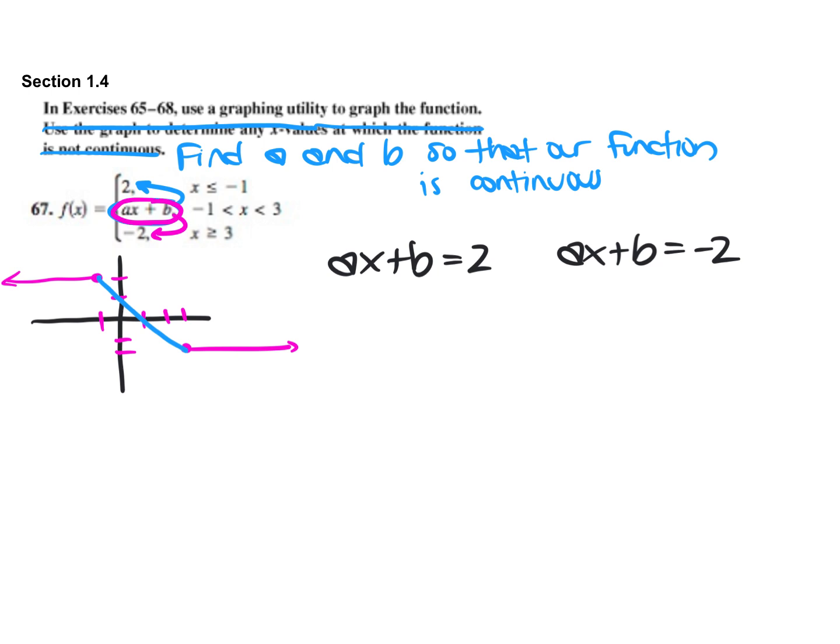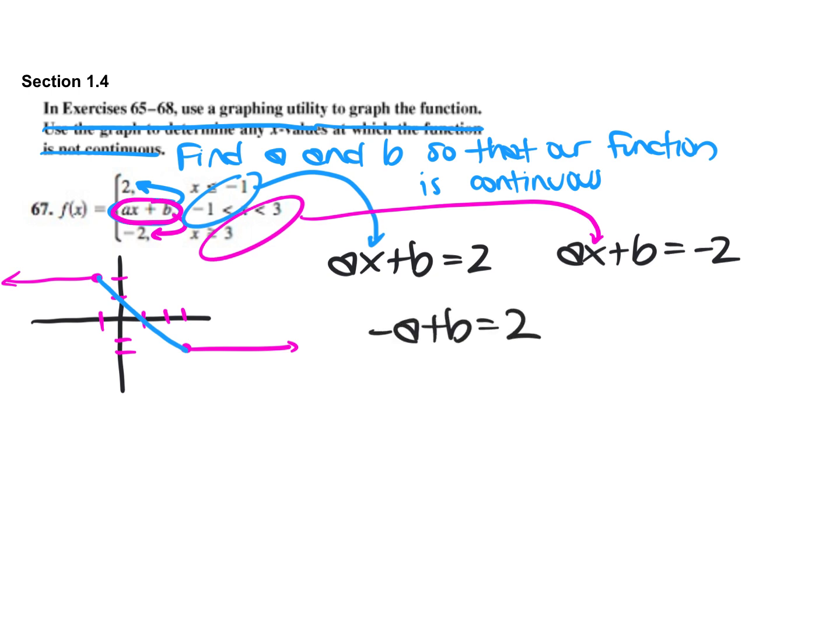But we also have a little bit more information than that. They need to be equal to each other at a very specific point. Where does AX plus B need to equal 2? Specifically at -1, right? So what can I do with -1? I can plug it in for X. And AX plus B also needs to equal -2 at a very specific X point. What is that X point? 3. So I can plug that in. And what does this give me? Well, it gives me -A plus B is equal to 2. And 3A plus B is equal to -2.